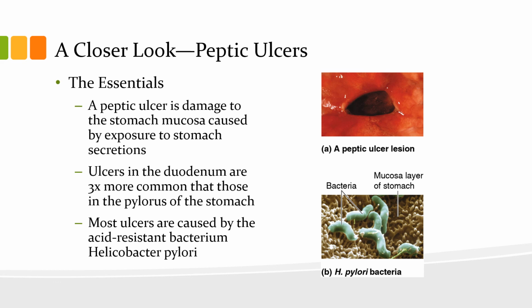So just to review some of the essentials, peptic ulcer is damage to the stomach mucosa caused by exposure to stomach secretions. So it's when those secretions that are meant to break down food actually begin to break down the actual GI tract tissue itself. Ulcers in the duodenum are 3 times more common than those in the pylorus of the stomach, and most ulcers are caused by H. pylori.